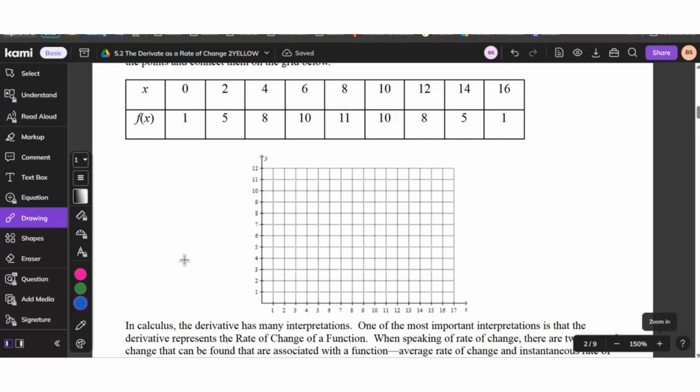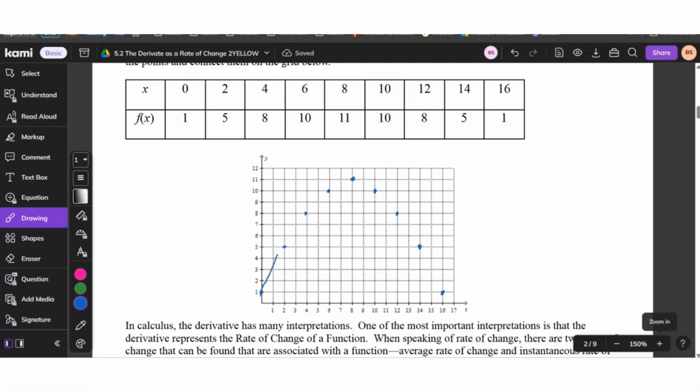So, 0 and 1. And then 2 and 5. And then 4 and 8. 6 and 10. 8 and 11. 10 and 10. 12 and 8. 14 and 5. 16 and 1. What does that make?